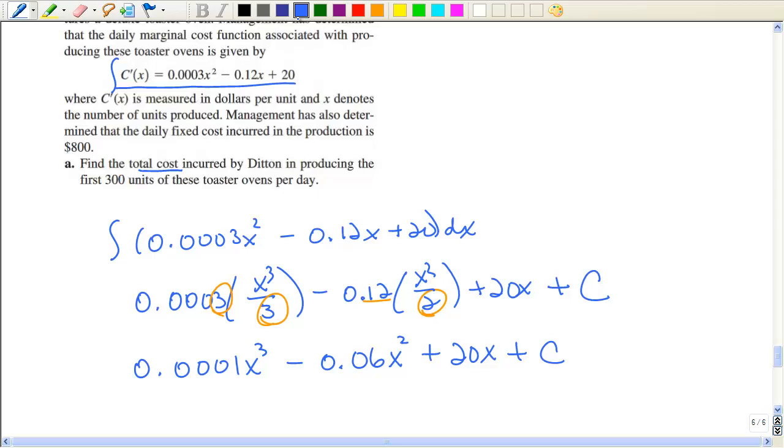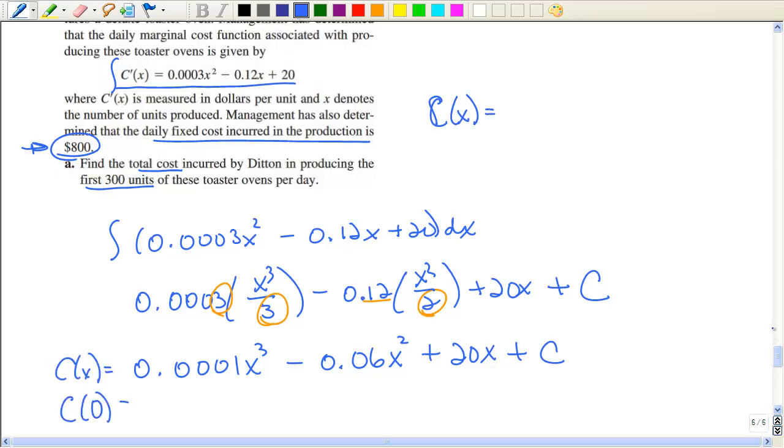So I want to, management has also determined that the daily fixed cost is $800. And I want to find the total cost in producing the first 300 units. So this fixed cost right there is saying that if I have my cost function, which is what I have here, and if I let x be 0, meaning I have not done anything, if I put in 0 here, here, and here, that's all going to be 0, I would get C. Well, this is saying that if I don't produce or make anything, I still have a cost of 800. So that concludes that this constant is going to be that $800.